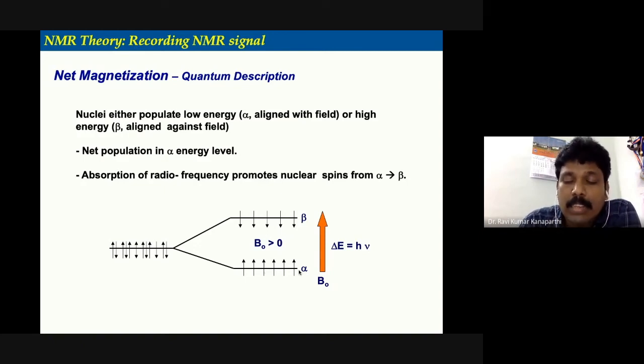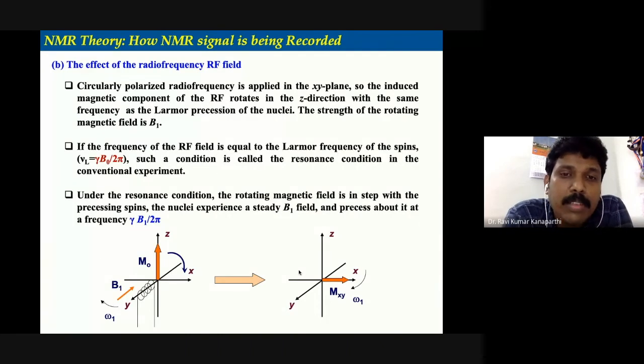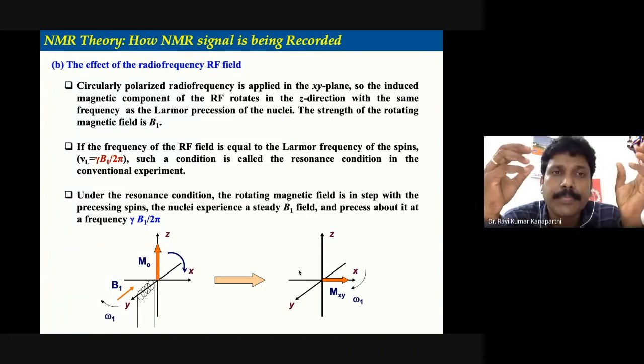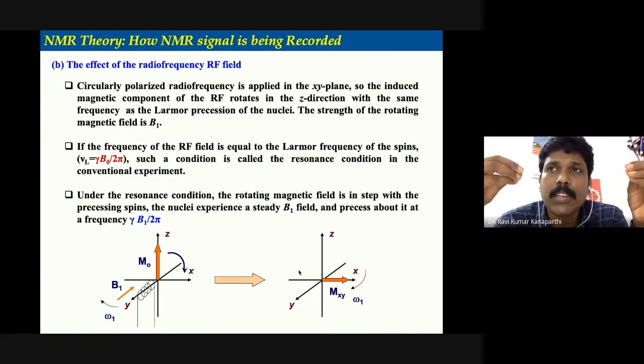But this doesn't actually picture the actual concept, the actual instrumentation part of the NMR. That is the reason why, if you want to understand the NMR signal recording process in a better way, people always go to the other description, the classical description, which we will see from this slide onwards. So far, we have tried to understand what happens to the spins in the absence and in the presence of an external magnetic field.